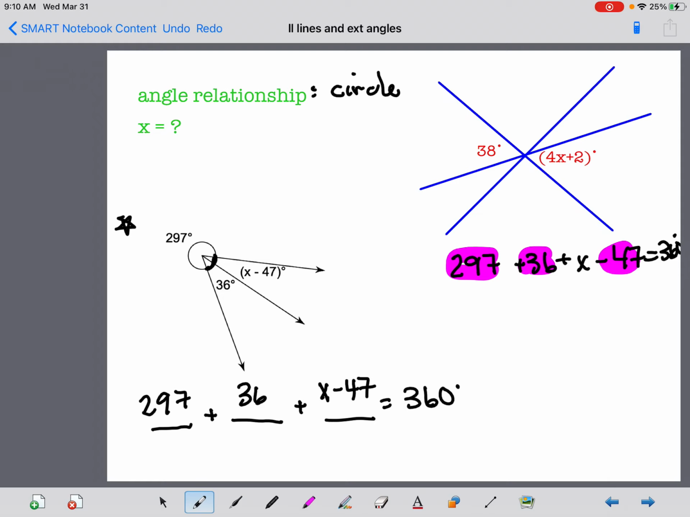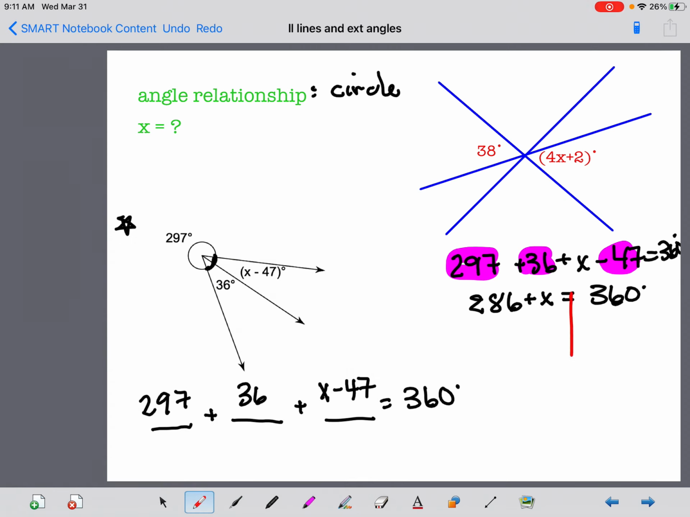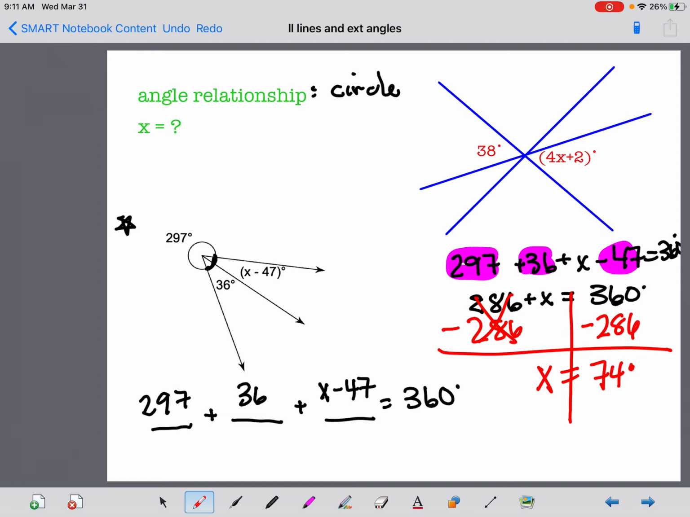297 plus 36 minus 47 gives me 286 plus x is equal to 360. There, now I have enough room to solve it. And now I can just go ahead and solve. Once I've simplified and combined my like terms, I can go ahead and solve for x. So I minus 286 from both sides. This is going to go away. And x is going to be equal to 74. Now I know x is 74 degrees.